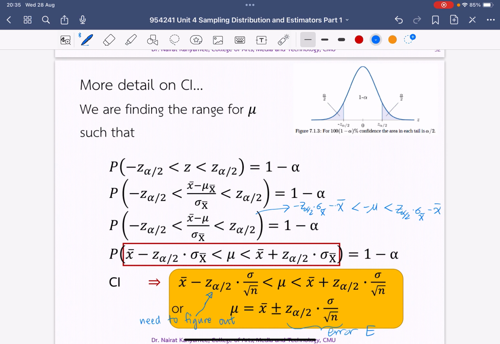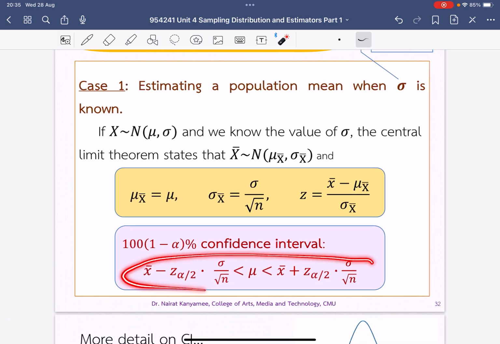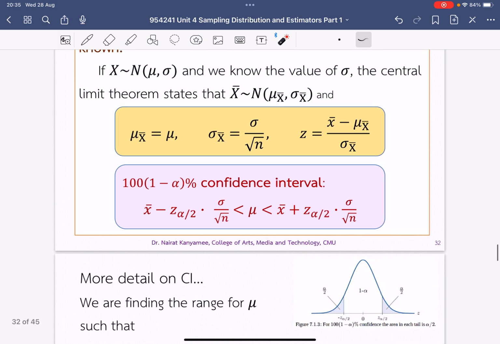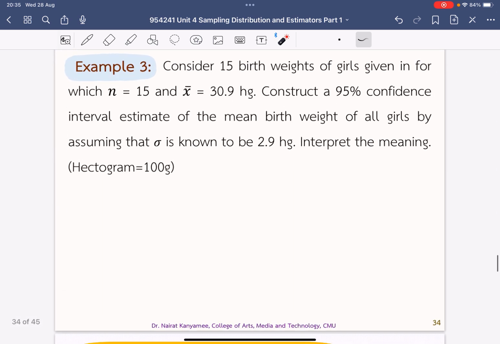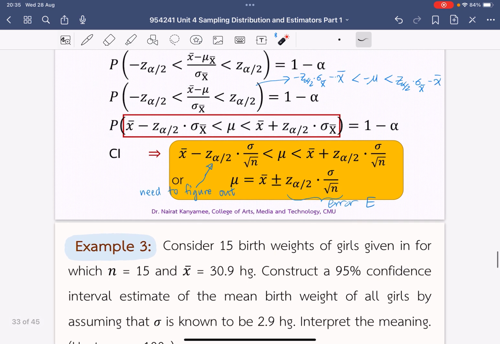Alright, in case 1, okay? If you know sigma, then we can use this case, okay? The interval estimation of the population mean would be this guy. Let's see an example, okay? Example 3. This is the confidence interval.